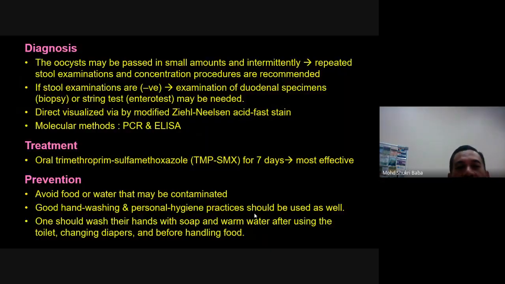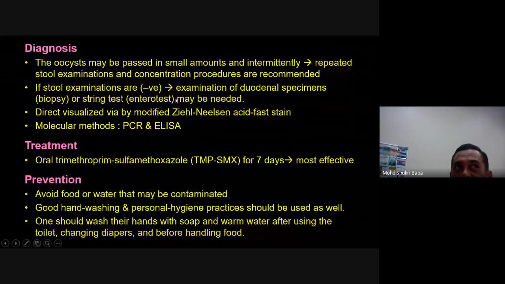So diagnosis, oosis may be passed in small amounts and intermittently. So repeated stool examination and concentration procedure are recommended. If stool examination are negative, examination of duodenal specimen, or sometimes we do biopsy or string test, may be needed. I hope by now you still remember the string test that we applied in Giardia lamblia last week.